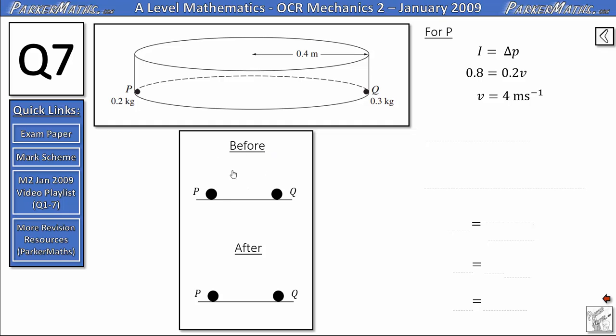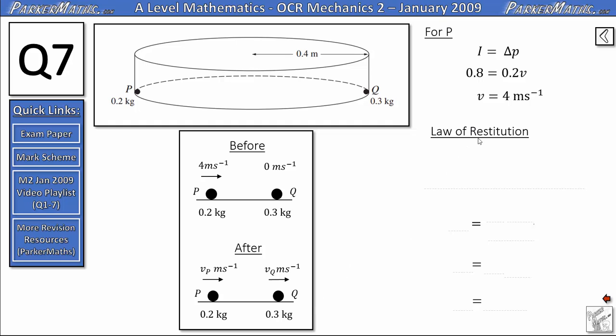So in our diagram before the collision, we've got P with a velocity of 4 meters per second and Q at rest, with P having a mass of 0.2 kilograms and Q having a mass of 0.3 kilograms. After the collision, we'll say that P has a velocity Vp and Q has a velocity Vq. I'm going to assume that after the collision they're both travelling in the same direction, but if that turns out to be wrong, all that will happen is that Vp will end up being negative. The masses are the same after the collision as before, and I'm going to start off by considering the law of restitution.